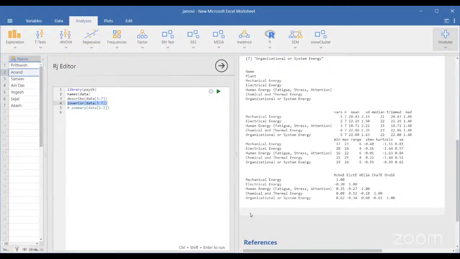Yeah, the result shows that the human, that is HE, is highly correlated with the organizational or system energy. Your mechanical is negatively correlated with the electrical energy, based upon your data. Sorry, I was not looking at this table. I was looking at the formula only. On the right hand side there is a formula. This is the correlation structure. Okay, now let me try.